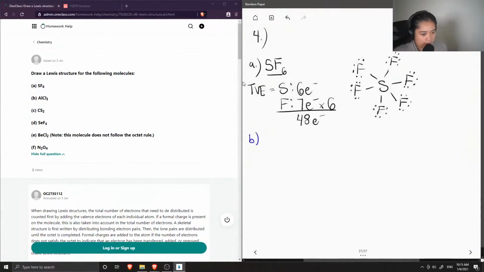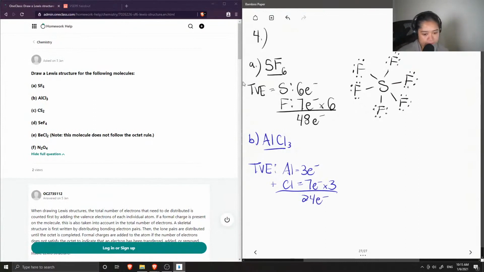Okay, so now let's do the next molecule, aluminum chloride. The total valence electrons are the following, where aluminum has 3 and chlorine has 7, but there are 3 chlorine atoms, so we have a total of 24.